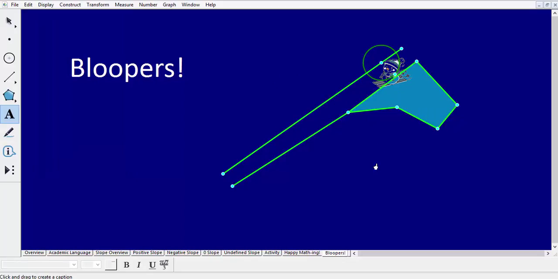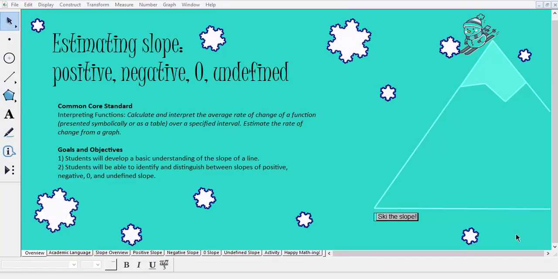I messed up. We will learn what a positive, negative, 0, and undefined slope are, and be able to identify them by looking at the lines on a graph. I'm redoing this. Oh gosh. We will investigate positive, negative, 0, and undefined slopes, and we will learn how to identify a line. Dang it! I'm doing so good! Oh no! Oh, oops, I got kissed.